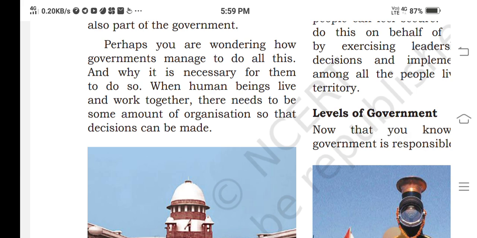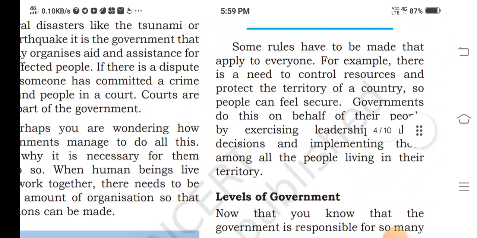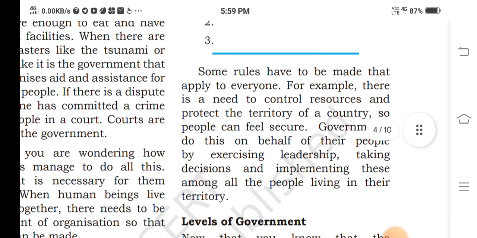Perhaps you are wondering how the government manages to do all this and why it is necessary for them to do so. When human beings live and work together, there needs to be some amount of organization so that decisions can be made. Can you list 3 things that the government does which have not been mentioned?